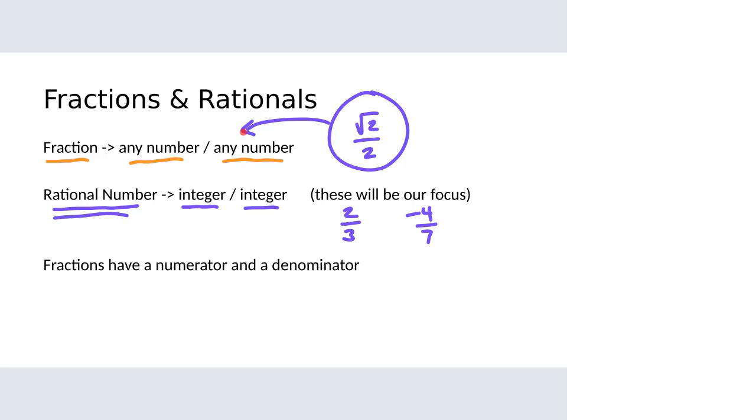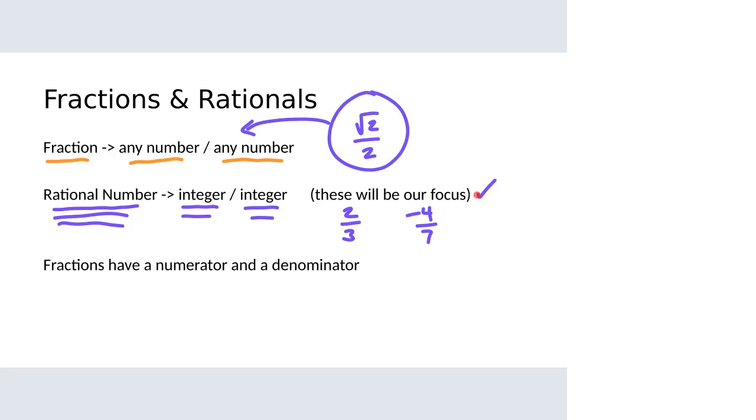The distinction between those isn't going to be something I'm going to quiz you on or put on an exam. I just want you to be aware that fraction is sort of a wider term than rational number. Rational number is a little more narrow, integer divided by integer, and those are going to be the focus for us, is rational numbers.